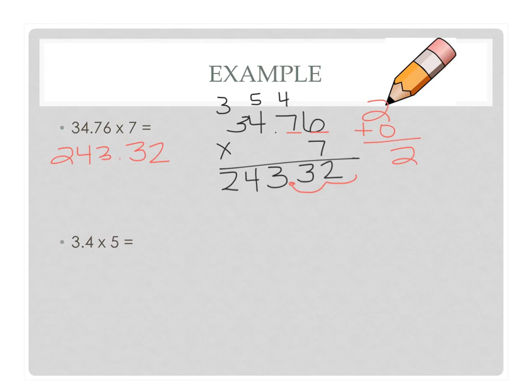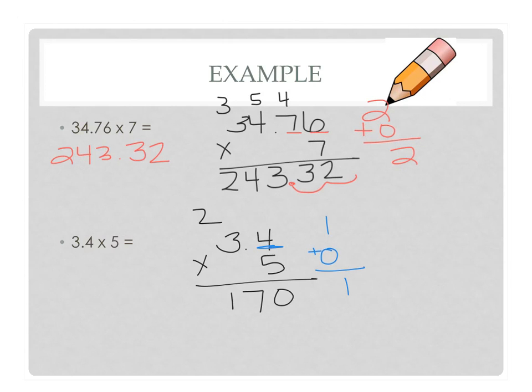Let's see another example. 3 and 4 tenths times 5. 5 times 4 is 20. 5 times 3 is 15, plus 2 is 17. Here I have 1 place behind my decimal. My whole number of 5, I have 0 places behind my decimal. So I'm going to start at the back and move my decimal 1 place to the left. So my answer is 17, or I could put 17.0, but we know we don't need that 0 at the end of our decimal point.